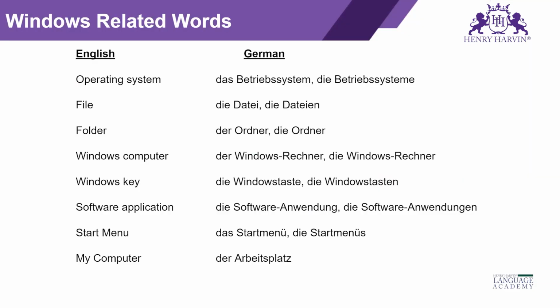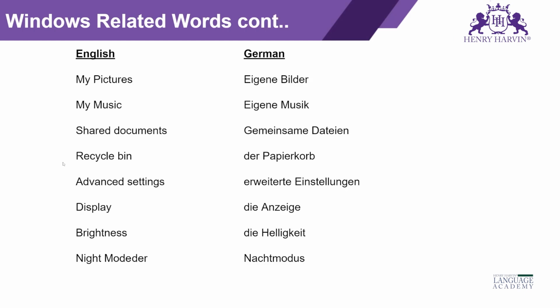Now here are some words related to Windows, like operating system is Betriebssystem, file, Datei, folder, Ordner, Windows Computer, Windows Rechner, Windows Key, Windows Taste, Software Application, Software Anwendung, Start Menu, Startmenü, My Computer, der Arbeitsplatz, My Documents, eigene Dateien, My Pictures, eigene Bilder, Music is eigene Musik, Shared Documents, gemeinsame Dateien, Recycle Bin, Papierkorb, Advanced Settings, erweiterte Einstellungen.